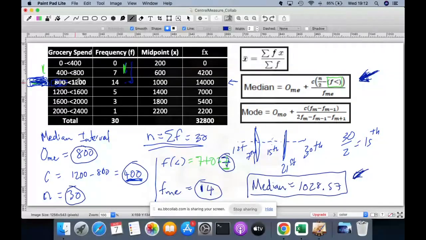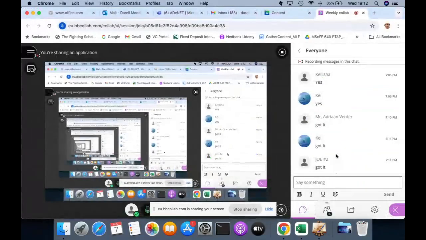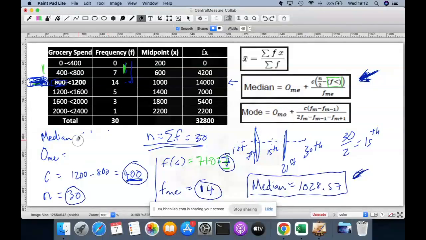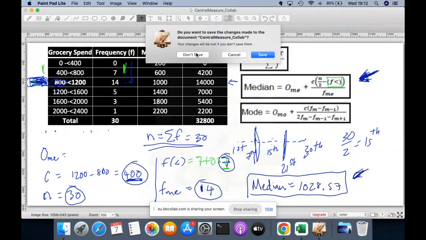If everyone's good at this, I'm just going to pause for a second before I move on to the mode. Everyone's good. Okay. We're going to finish up with the mode. This is the last one now. It's a very similar process to the median, very similar. Let me start again.